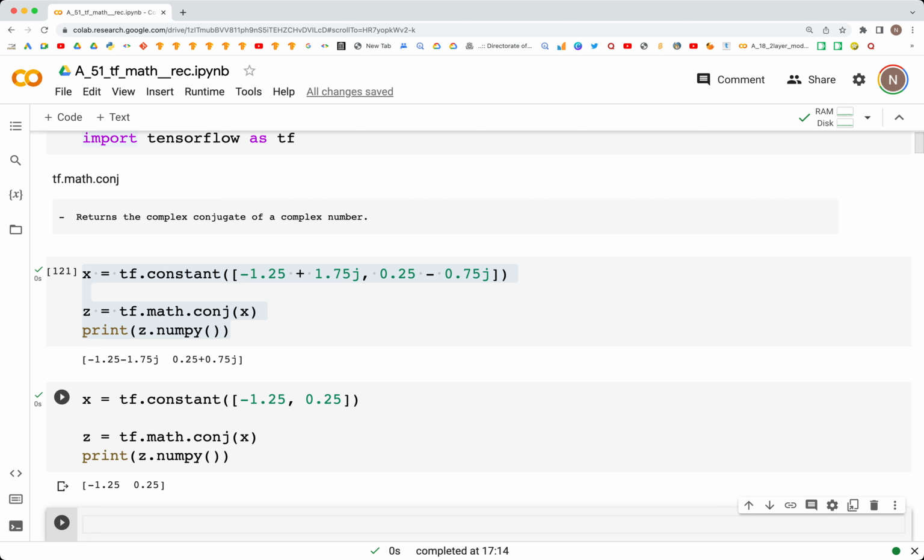So that was it for how to use the TensorFlow math library to create complex conjugates of complex numbers.